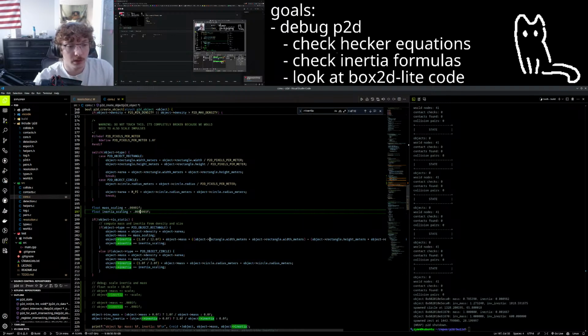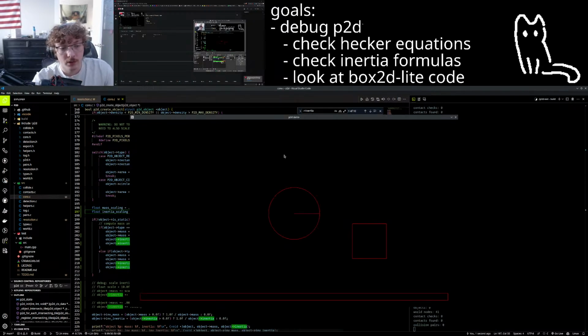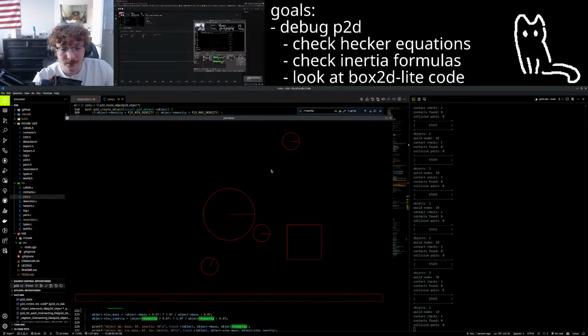What if I do even just one more 0 on the inertia? Wow, okay. It transferred a lot of angular. Which actually is really good.